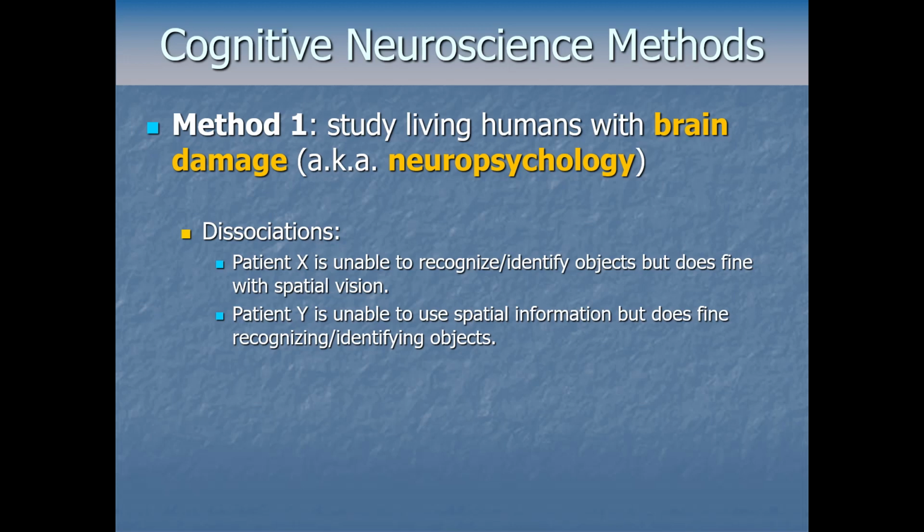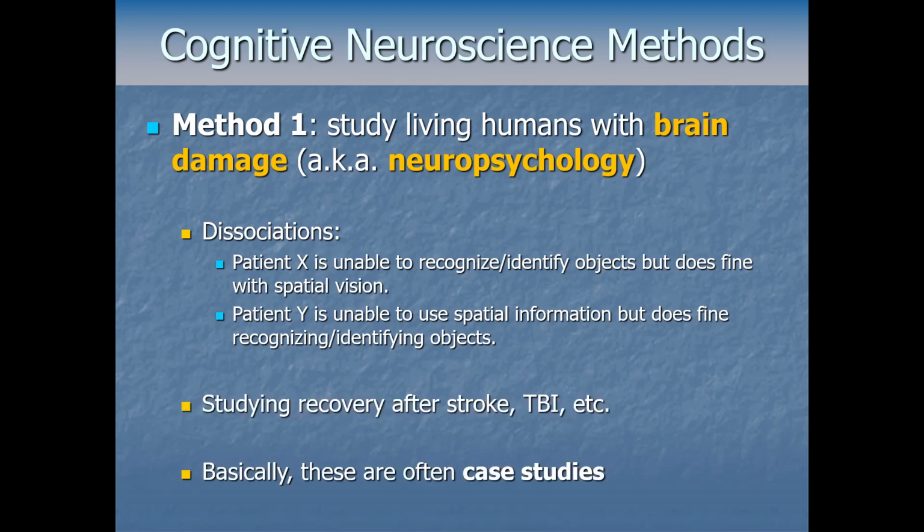Meanwhile, over here we've got patient Y, who also had a stroke, but to a different part of the visual centers in his brain, and now he's unable to use spatial information coming in through sight, but he does fine recognizing and identifying objects and giving their names visually. So they've got these kind of opposite issues, right, with a couple of basic visual functions.